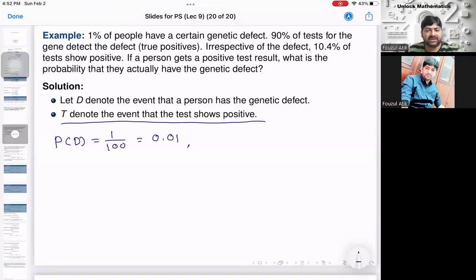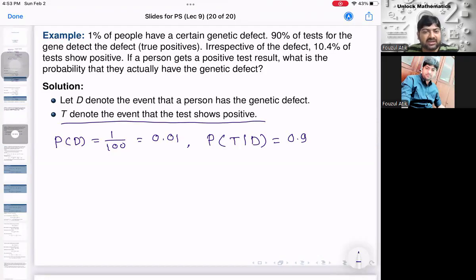Now 90% of tests for the gene detect the defect. It means that if a person already has the genetic defect, the test is showing positive. So what is that probability? 90%. So the probability of getting a positive test given that the person already has the genetic defect. So it means P of T given D, and it is 90%, so it is 0.9.